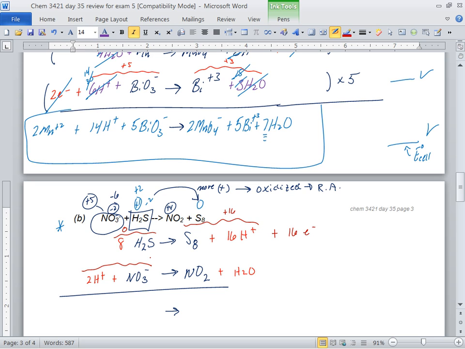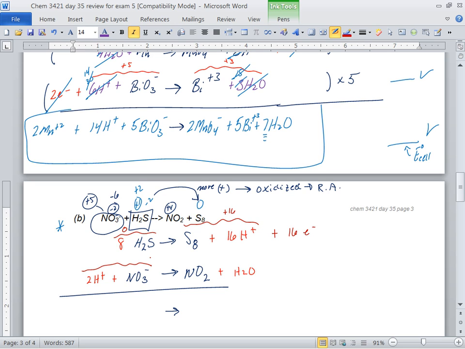Then I also had one more question. How'd you know to put water on the right side, not the left side? I was having trouble with that. Where, on the bottom one? Yeah, on the bottom. Because you have to balance the O's by adding H2O. Here I have 3 O's. Here I only have 2. Oh, I see. So I need to add an O. Otherwise my O's aren't balanced.